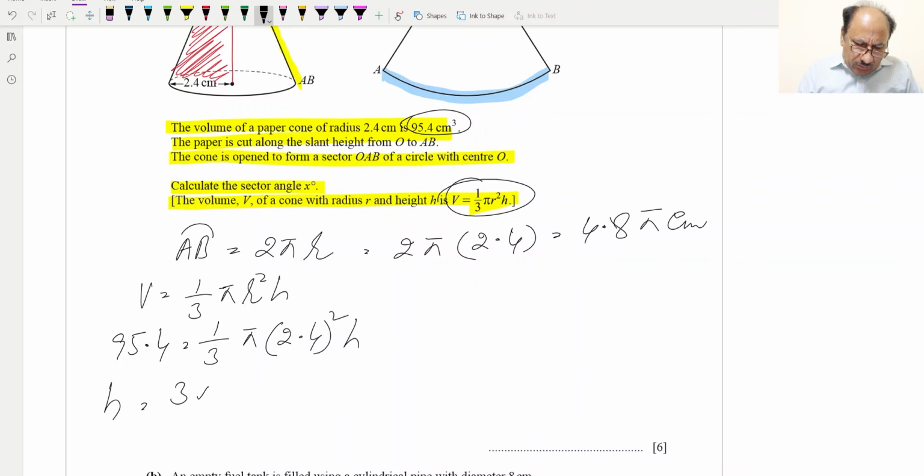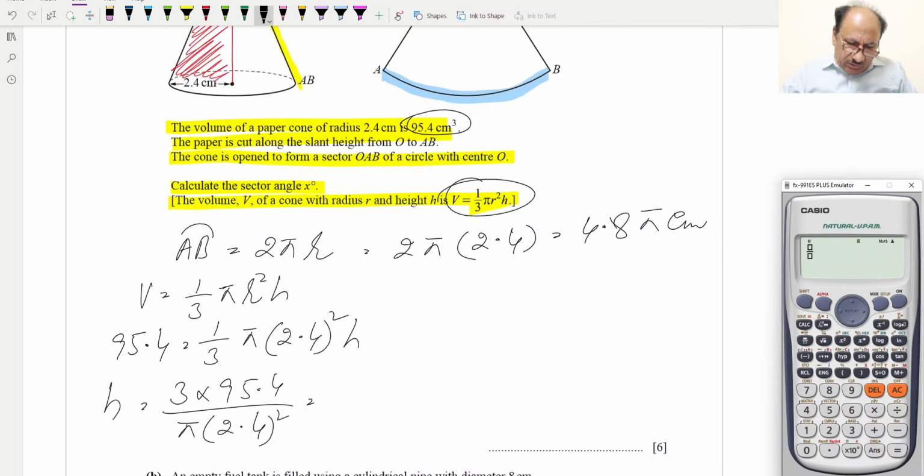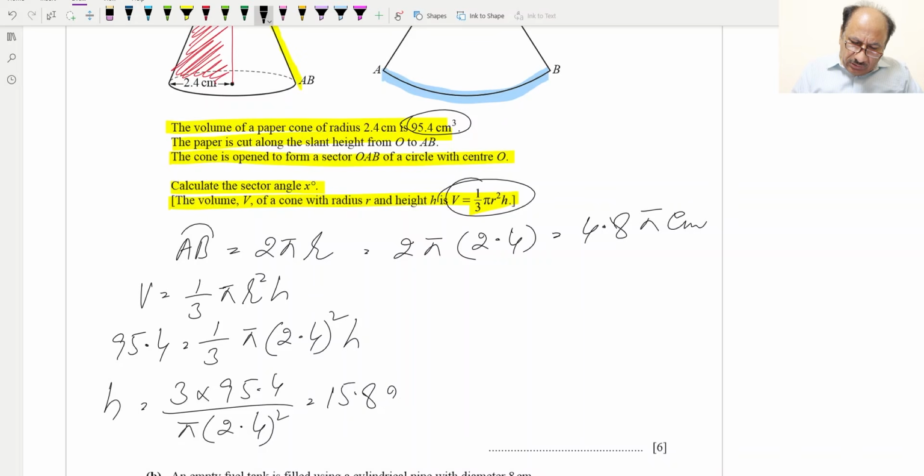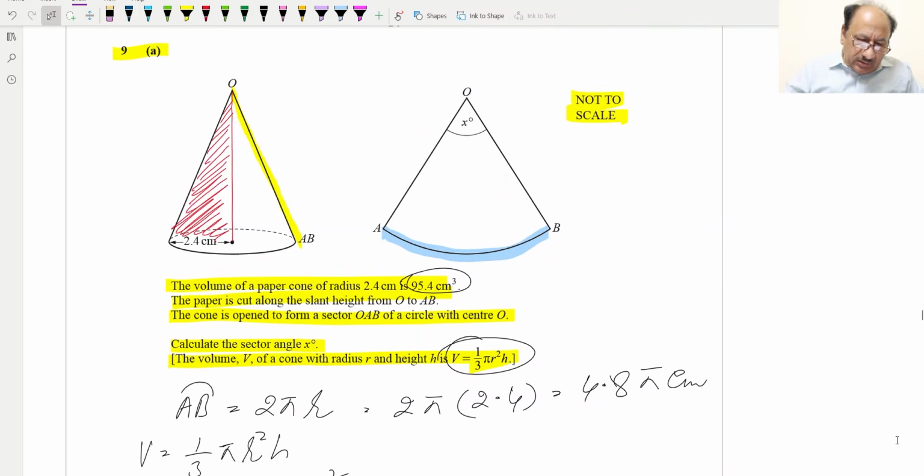We will shift to the other side, so 3 into 95.4, divided by pi into 2.4 squared. This is equal to the fraction 3 multiplied by 95.4 over pi times 2.4 squared, which is equal to 15.82 up to 2 decimal places. We found this, and this is in centimeters. This is the height, and keep in mind this is the perpendicular height which we are writing here.